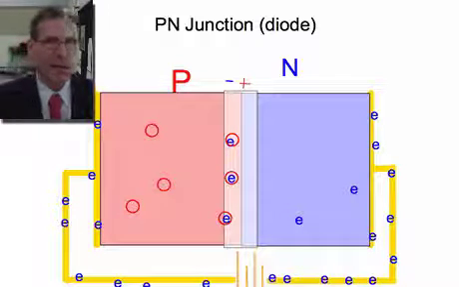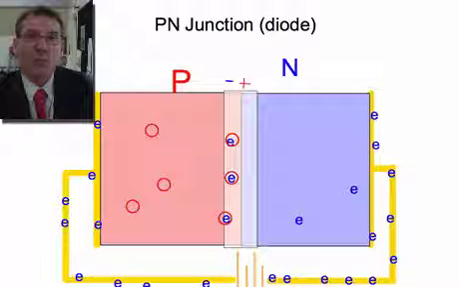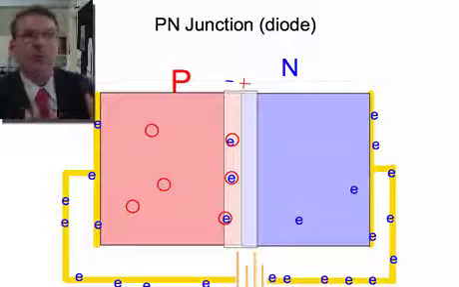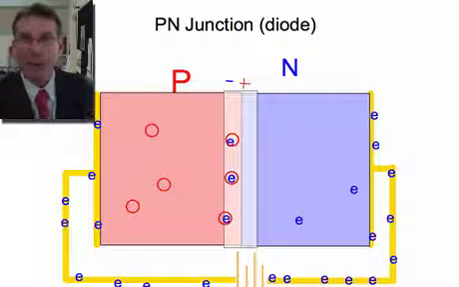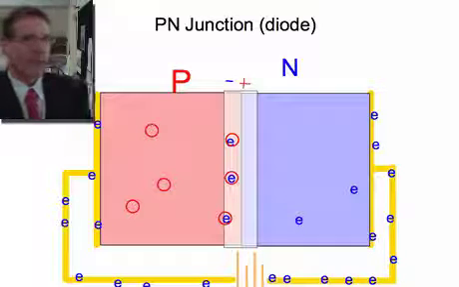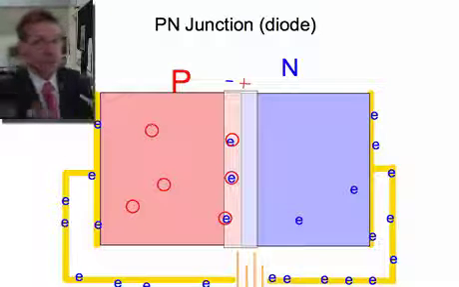Now, why is that exciting? Well, you just have to believe me, it's exciting, because once you can rectify, once you can make current only flow one way, you've created one of the three really critical things that you need to be able to do to make any kind of electronic circuits. The computer that you're watching this video on is full of diodes, and so we need to be able to make them.